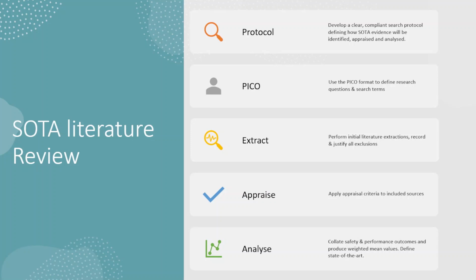And it's worth at this point just reflecting on what the principles of an effective state-of-the-art literature review are, because there's no point producing safety or performance outcomes that have not been derived properly. So we'll go into this in another video, but a state-of-the-art literature review requires a detailed protocol. It requires use of a validated method to define research questions and search terms. One such method is PICO. It requires a well-documented literature extraction process with recording and justification of all excluded sources. Then there needs to be a structured appraisal, which is where we get to be very specific to the production of safety and performance objectives, and then the analysis, which is where the actual objectives are produced. But we covered that in a lot more detail in a separate video.